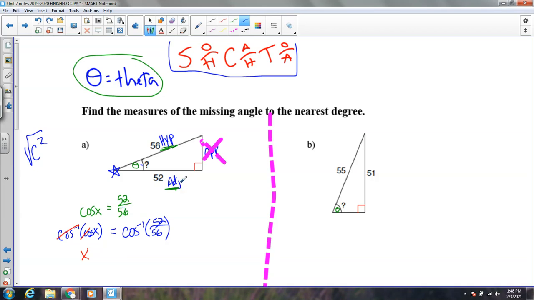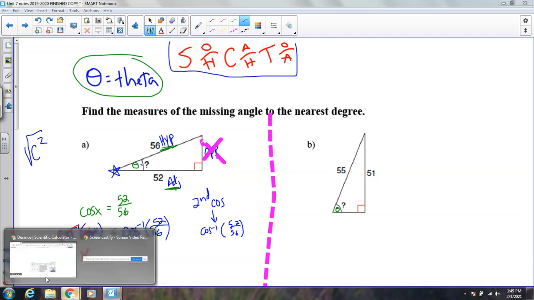So if you're on your TI-84, if you look right above your cosine button, you'll see it says cos -1. So all you have to do is hit second cosine, and that will give you this cosine inverse button, and then type in 52/56, and that will give you the answer.